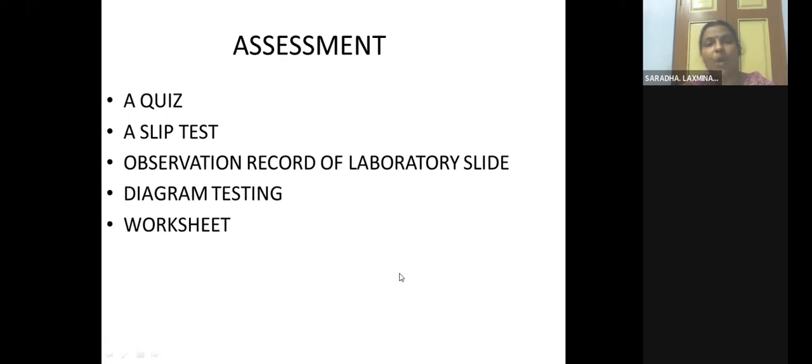Shall I proceed? So now I want to know whether my learning objective is achieved through the learning outcome. Otherwise, how will I know whether the learning outcome is achieved by means of the assessment? I can give a quiz, I can give a slip test, I can ask him to maintain a laboratory record and write what he saw in the slide. All these things, a diagram test or a worksheet. So all these are the ways I can assess and evaluate where the child stands. If he is not up to the mark, what should I do?